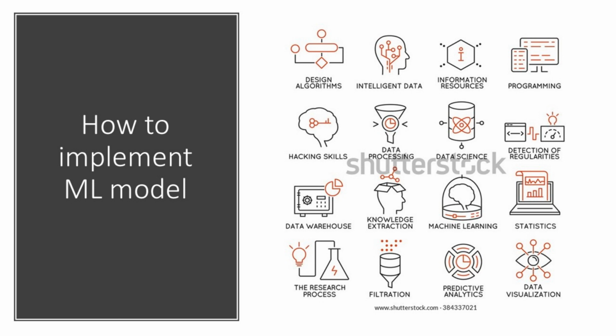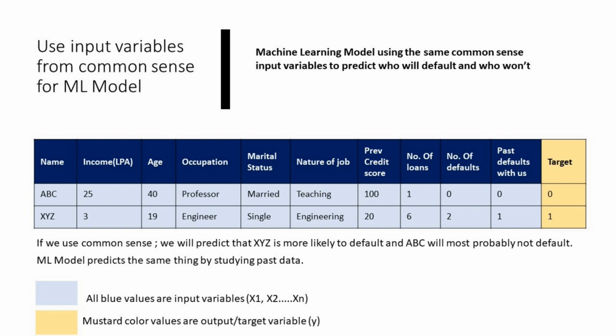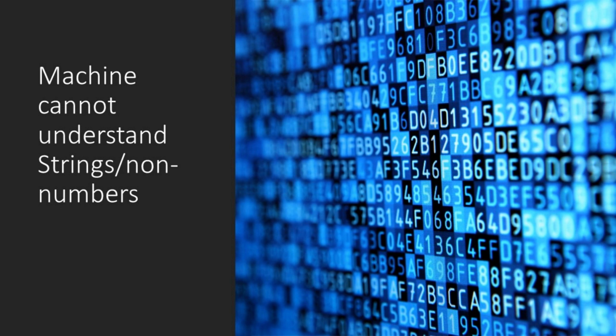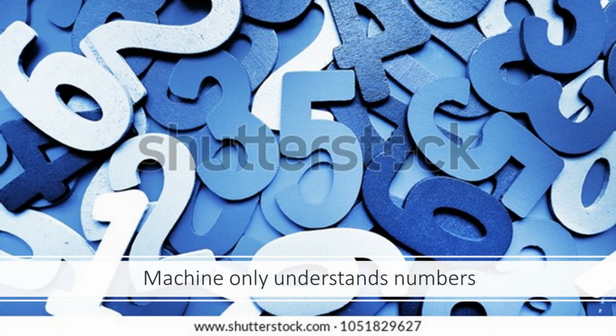So we see that income and age are in numbers, 25, 30, 40, 19, this is fine. But occupation, marital status, nature of job, and many such variables would be there which are not numeric, right? So a machine cannot understand anything which is not a number. It only understands numbers. So what you will need to do is handle the non-numeric variables. So what would you do?